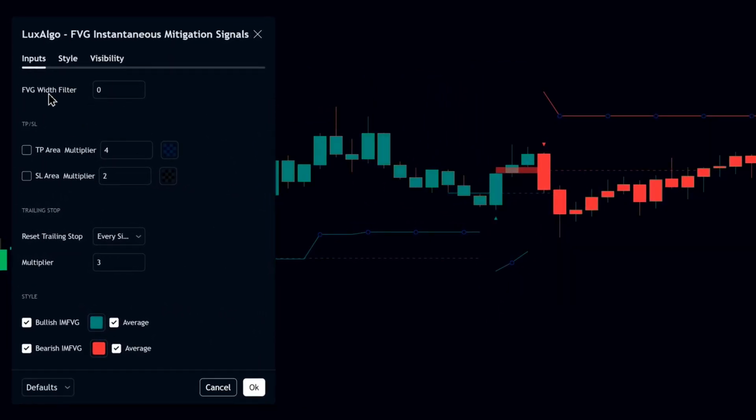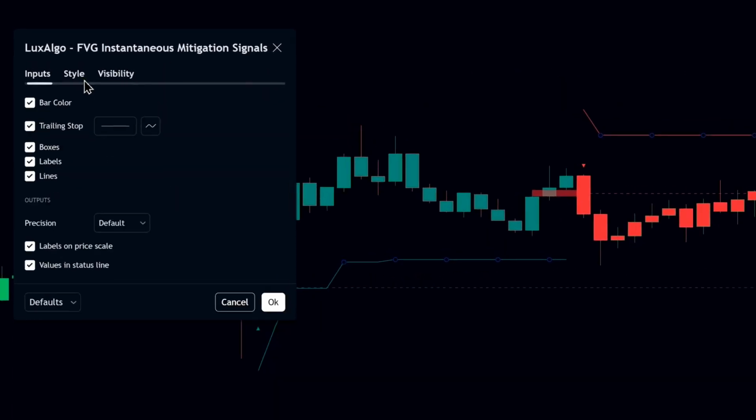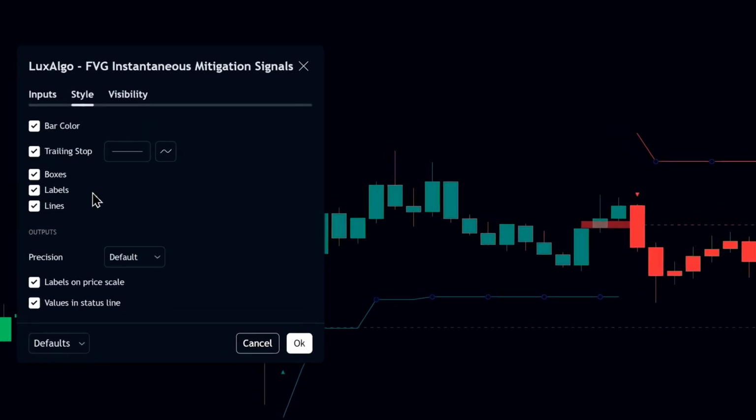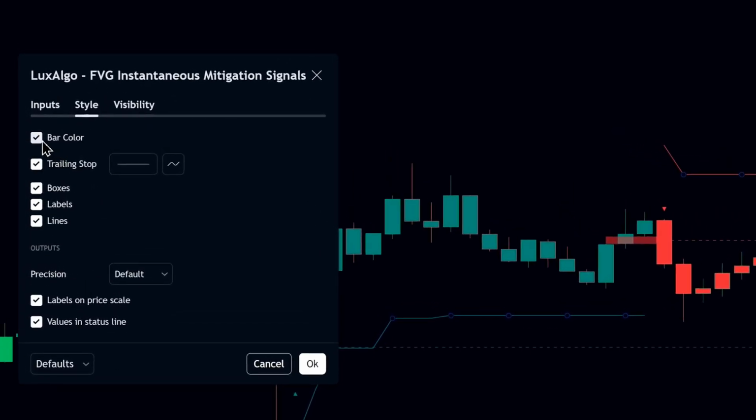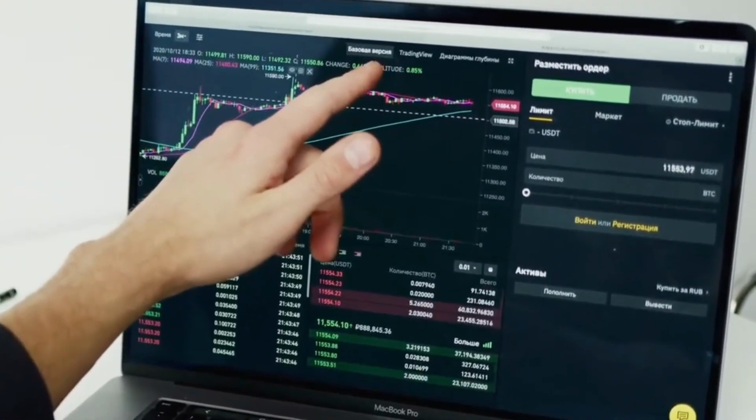While we're still in the settings, I'll increase the FVG width filter from 0 to 0.1. Then I'll go to the Style tab and disable the bar color and trailing stop options before clicking OK. Now, how does this indicator work? It prints bullish and bearish instantaneously mitigated fair value gaps.